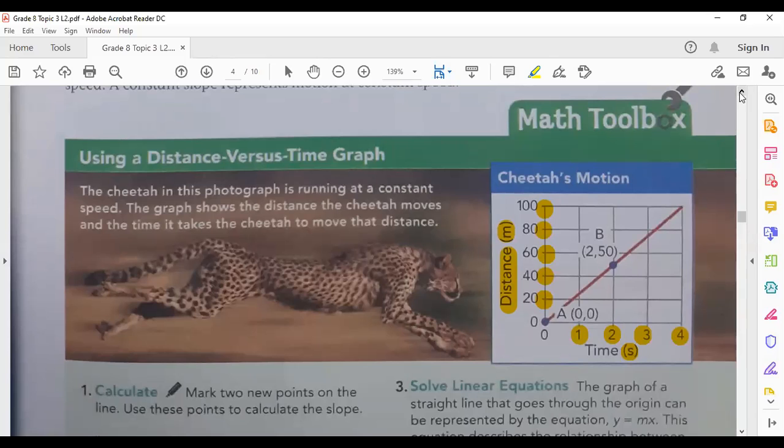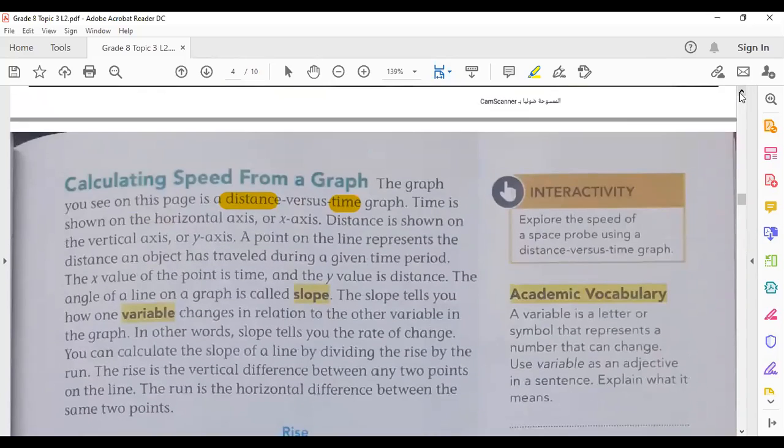Now the graph you see on this page is a distance versus time graph, because it shows the distance and time. Time is shown on the horizontal axis, or x-axis, as I mentioned. The distance is shown on the vertical axis, which is the y-axis.